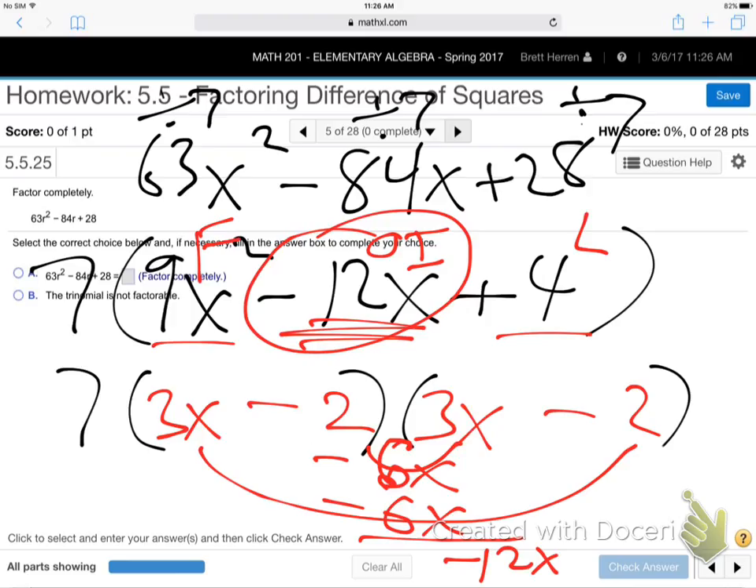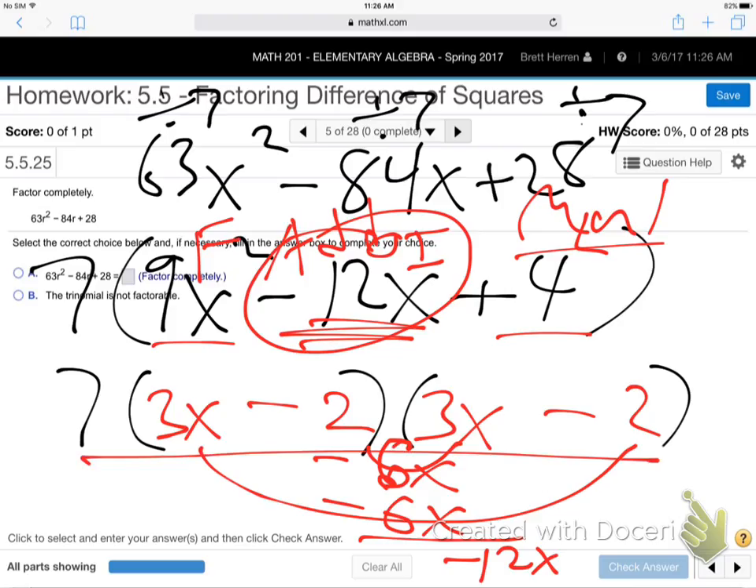So front times front made front. 3 times 3 makes 9. Last times last, 2 times 2 makes 4. But the middle, remember, is OI. Inner, outer. 2 times 3 is 6x. 3 times 2 is 6. And what signs do they need to make negative 12? Both negative. You lose $6, you lose $6, you lost $12. So they're both negative. And 2 negatives do multiply to be plus 4, don't they? Remember, the back number is from multiply, the middle's from adding, right? So it's right.